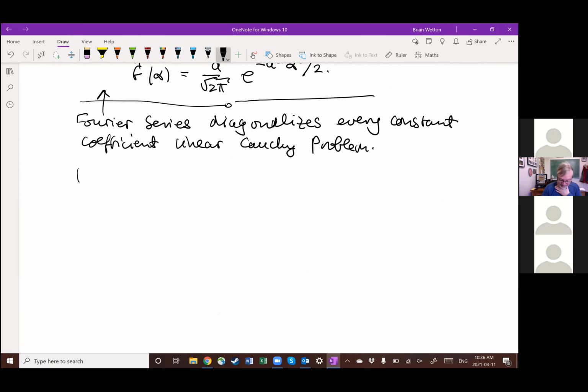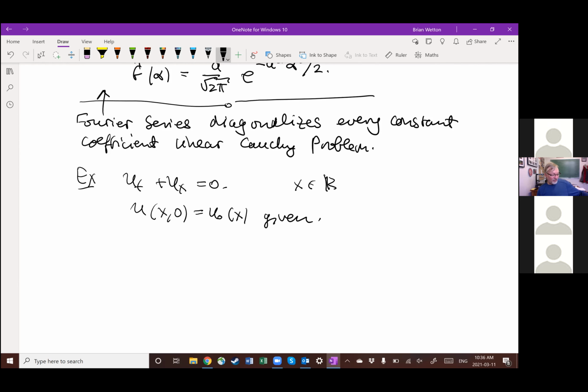Okay, well, let's see how that works. Let's look at u_t plus u_x equals 0 for x on the whole real line. And the Cauchy problem is I have to give initial conditions. This is our old friend, the one-way wave equation. We know that this solution should be just the initial conditions moving to the right. Okay, let's see how that goes.